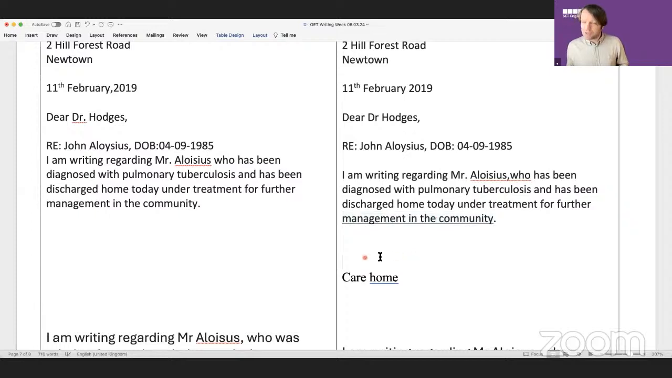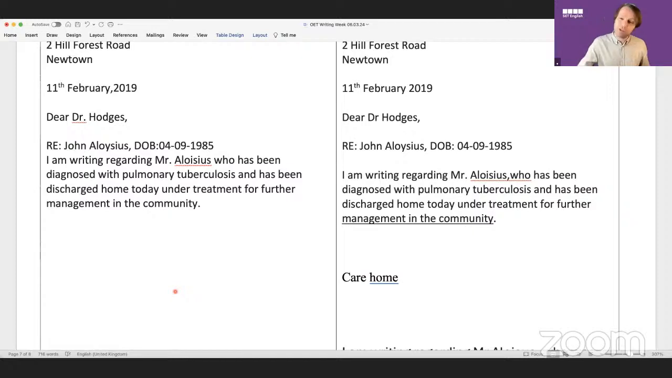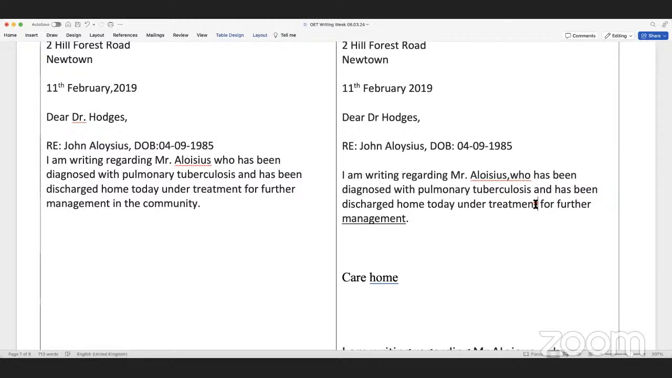Is it going to be management in the community? That sounds to me like some nurses will come to his house. You know what I mean? And also I think after treatment there should be a comma. Let's delete this like Khalid said, and then Norzad said after treatment, comma. Yes, it's optional. It's not actually necessary here. You can if you want. Okay. Anyone else questions?